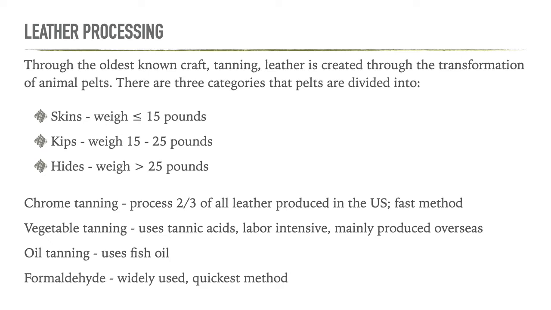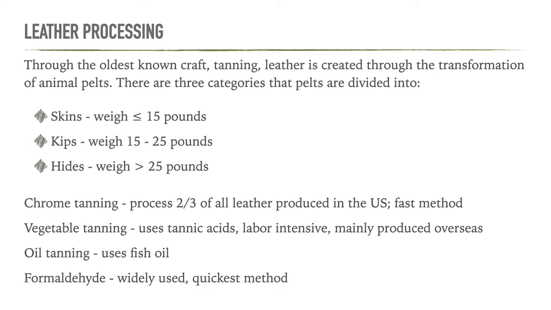The tanning process involves the use of minerals, vegetable materials, oils, and chemicals. These agents can be used alone or in combination. Product end use is a determining factor as to the tanning agent selected.